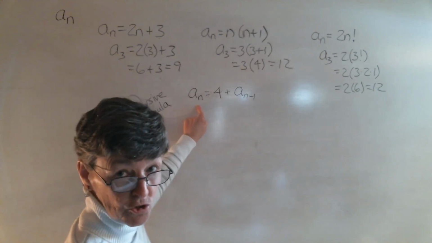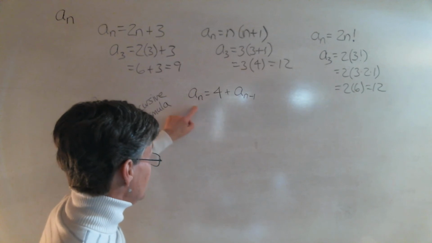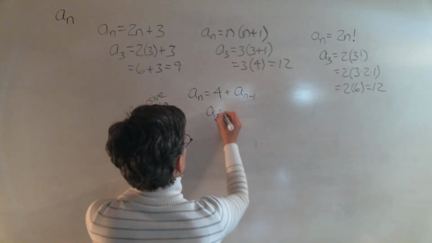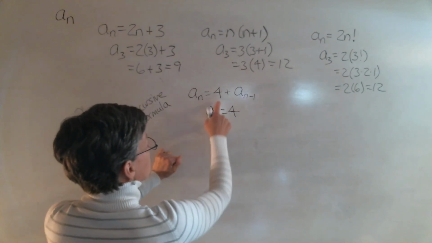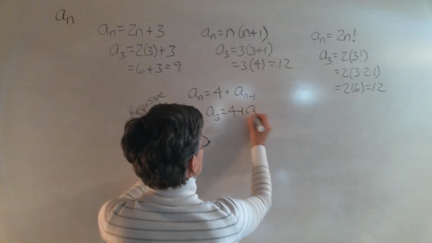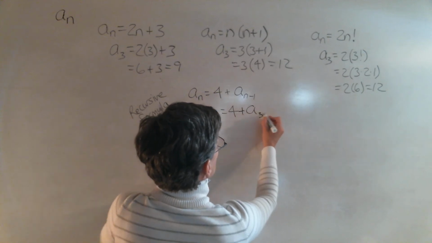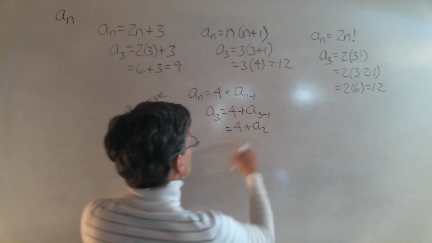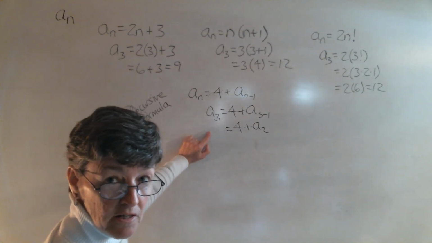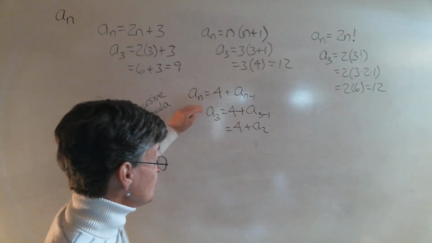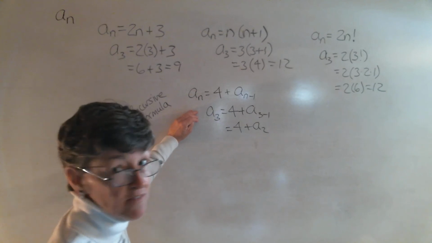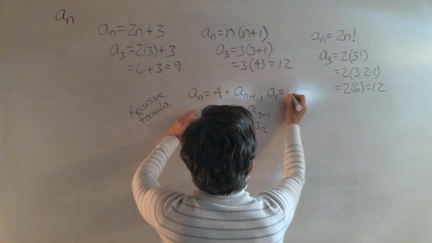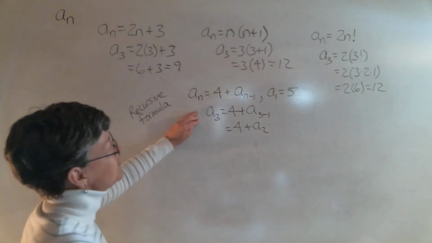A recursive formula is a formula for a sub n that uses a previous term in the sequence to calculate any other term. So for example, I can't calculate, say, a sub 3 here unless, so a sub 3 would equal 4 plus a sub 3 minus 1, which is really a sub 2. So I would have to know a sub 2 before I could calculate a sub 3. So when you have a recursive formula, you have to be given a previous a. Let's suppose then that we're given that a sub 1 equals 5.